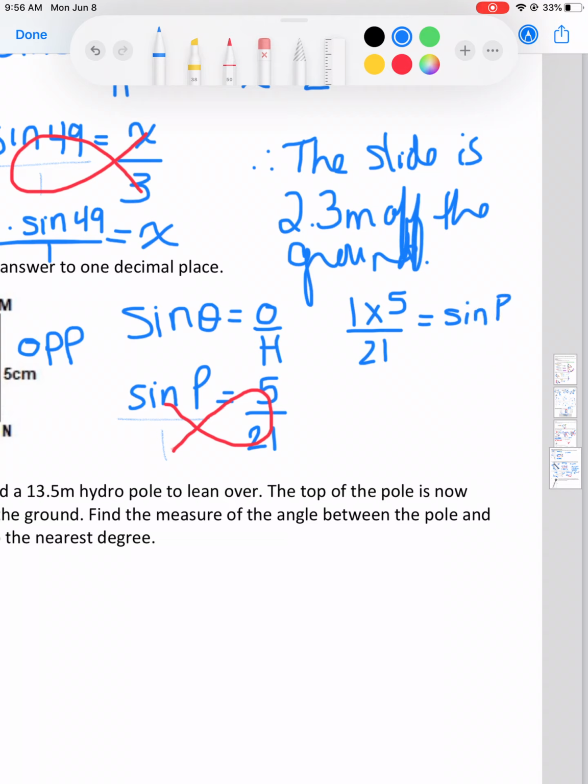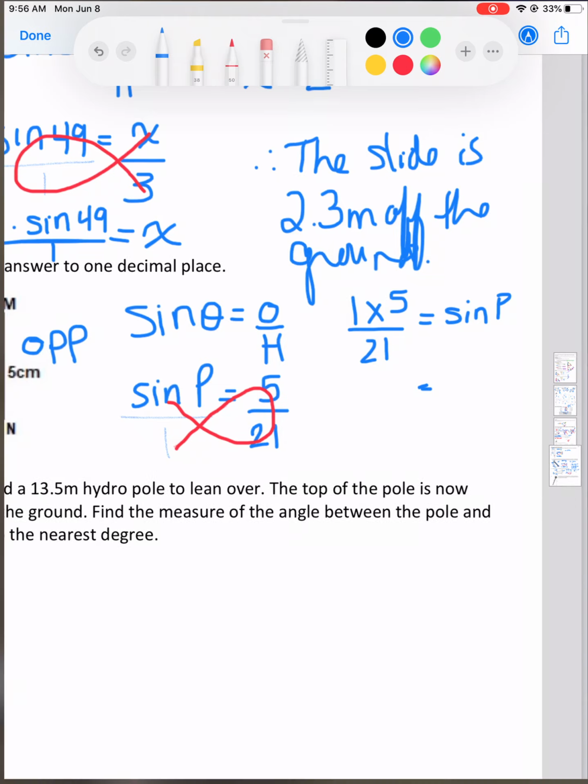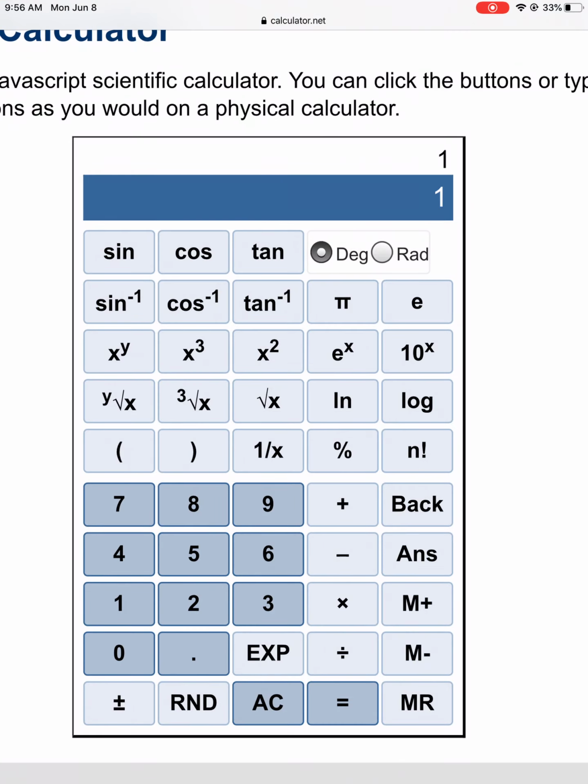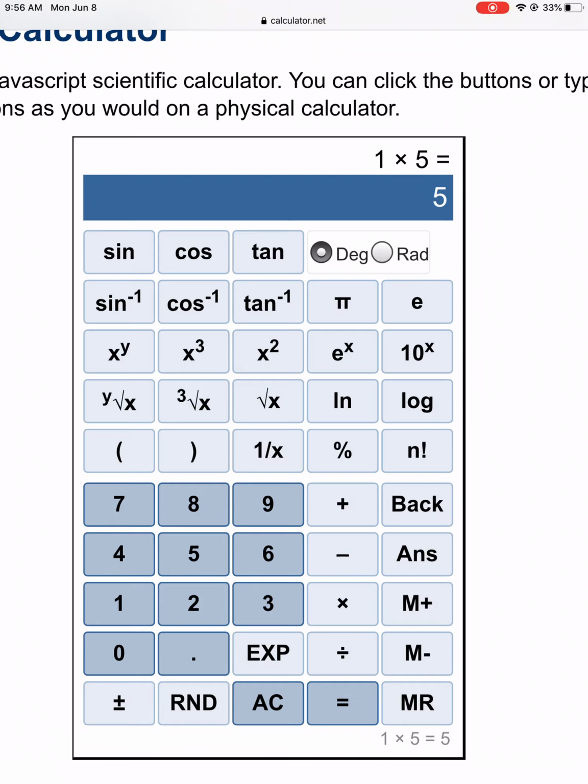Okay, so I'm going to do 1 times 5 divided by 21. 1 times 5 equals, divided by 21 is 0.2381. So I'm going to write that down.